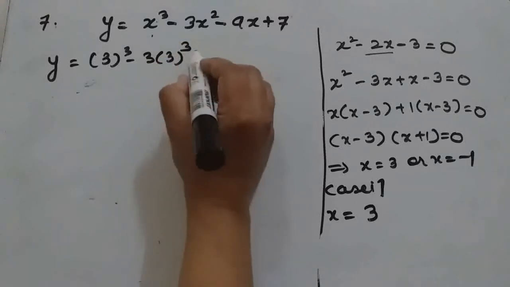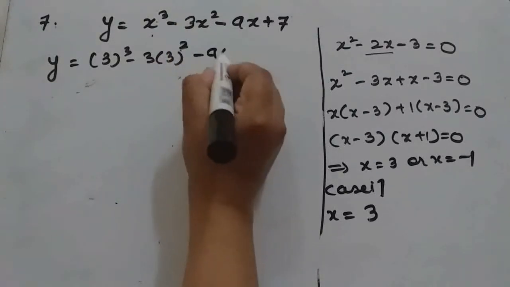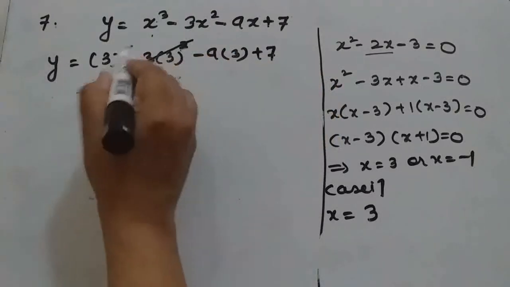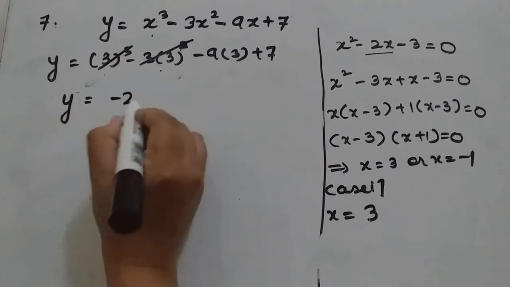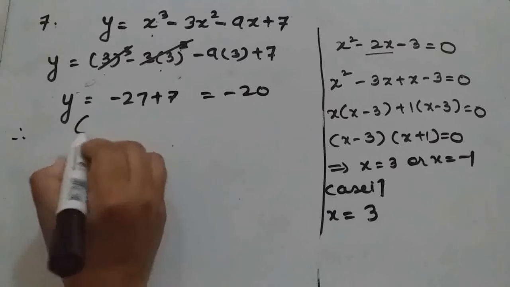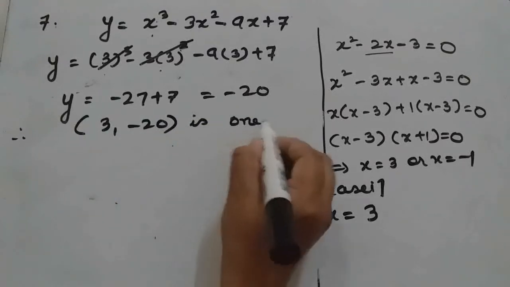3 cube, isn't it? x square will come, then minus 3 plus 7. So 3 cube minus 3 cube will go directly. Minus 27 plus 7 means minus 20. So therefore one point is what? 3 comma minus 20 is one point.